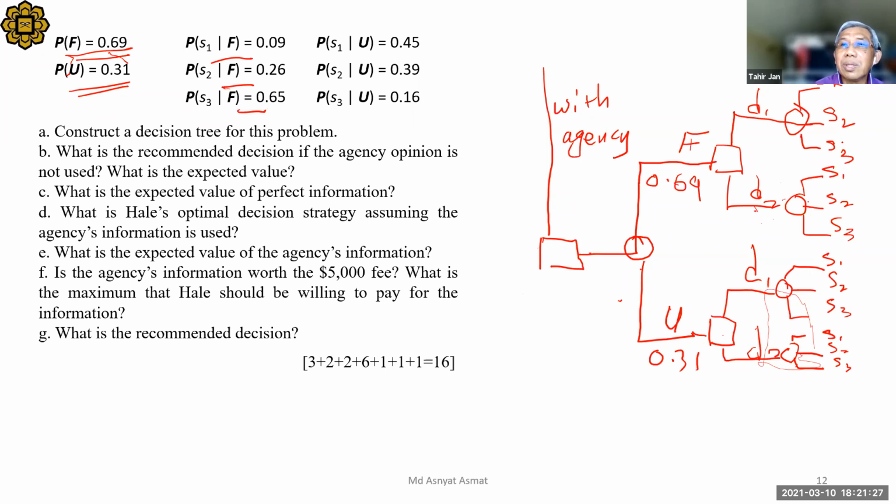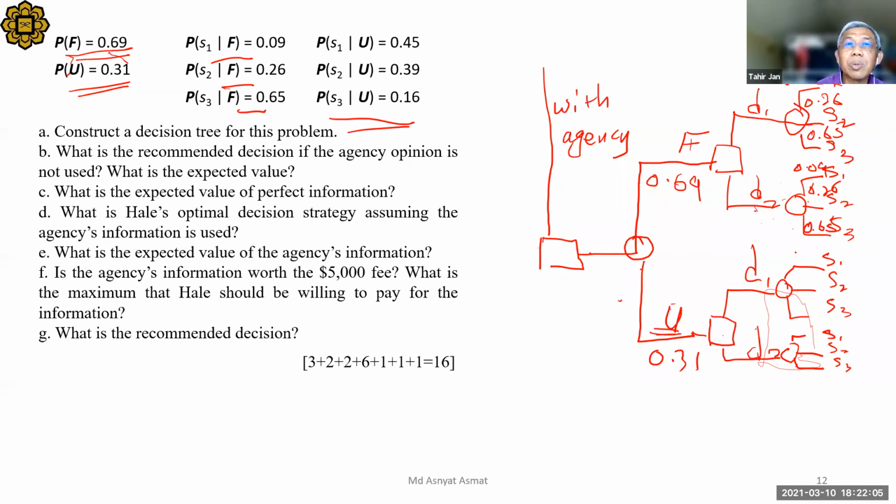So here the probability will be 0.09, 0.26, 0.65. Here the same 0.09, 0.26, 0.65. So this is under favorable. And then the next one, we are looking at this set, unfavorable. Look at this branch.